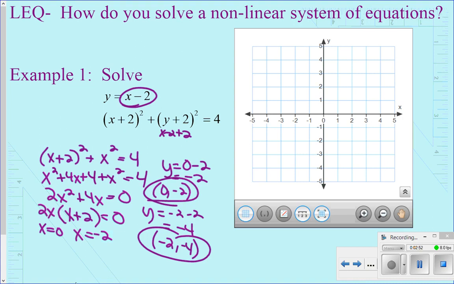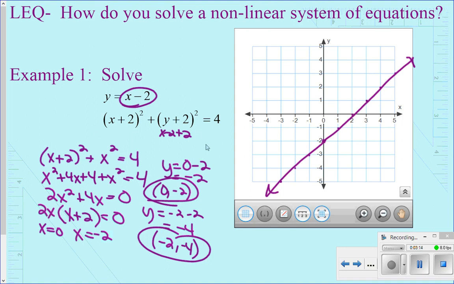So y equals x minus 2, I'm going to plot that. Slope is 1. So I'm going to go ahead and draw my line. Next, I'm going to graph this. We talked about the graph of these yesterday.